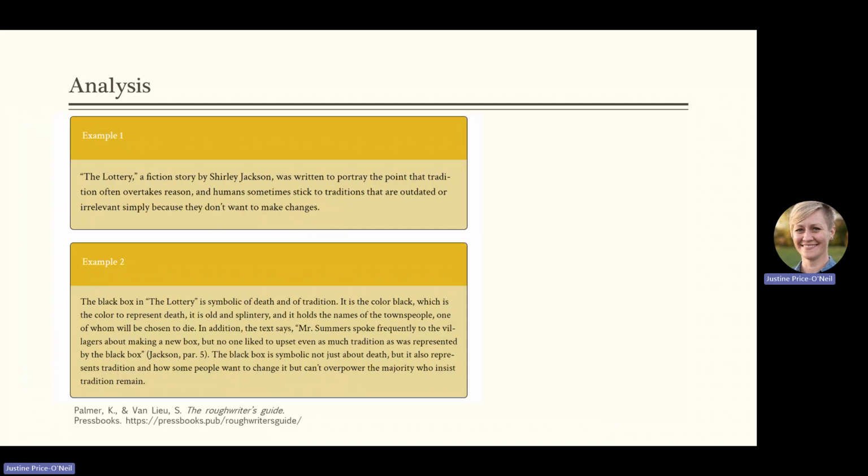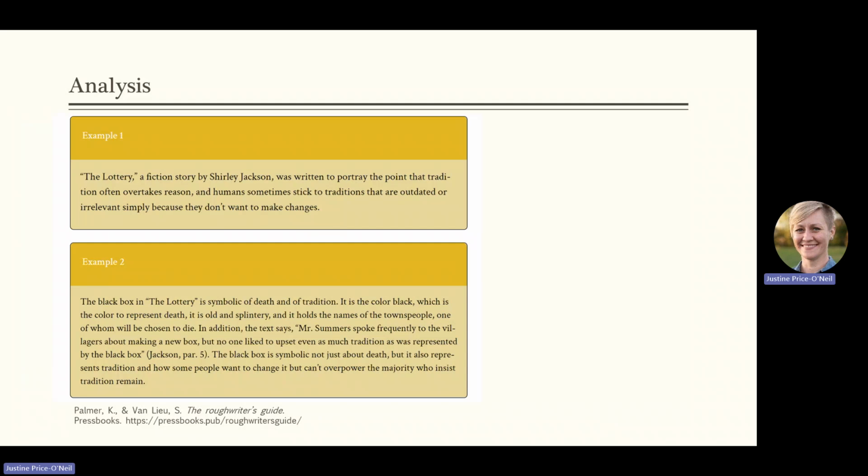The black box in the lottery is symbolic of death and tradition. It is the color black, which is the color to represent death. It is old and splintery, and it holds the names of the townspeople, one of whom will be chosen to die. In addition, the text says Mr. Summers spoke frequently to the villagers about making a new box, but no one liked to upset even as much tradition as was represented by the black box. The black box is symbolic not just about death, but it also represents tradition and how some people want to change it, but can't overpower the majority who insist tradition remain.